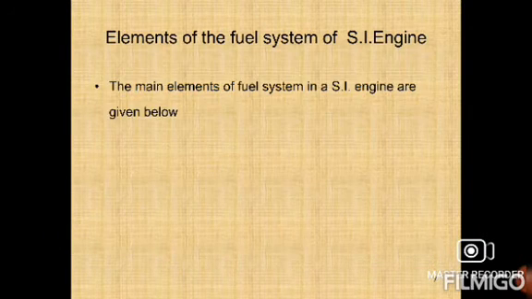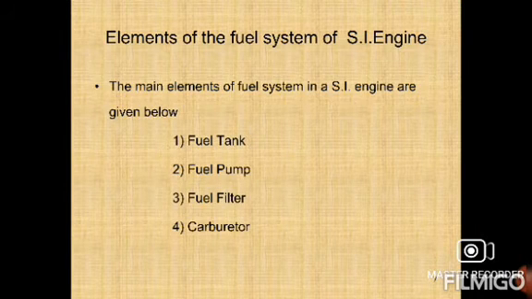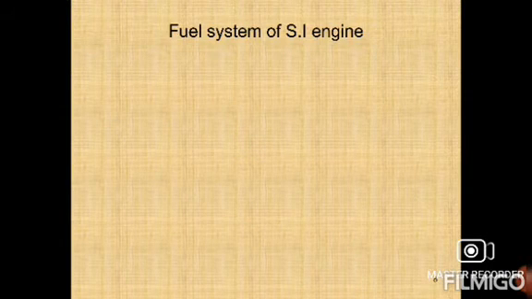Then next, what are the main elements? You can observe here, we have already discussed it, but once again, the elements of the fuel system in an SI engine. The main elements are the fuel tank, fuel pump, fuel filter, and carburetor. It is the same as the diesel engine, but here the carburetor is provided. The fuel tank is common, and the fuel pump and fuel filter are provided, with the same functioning.